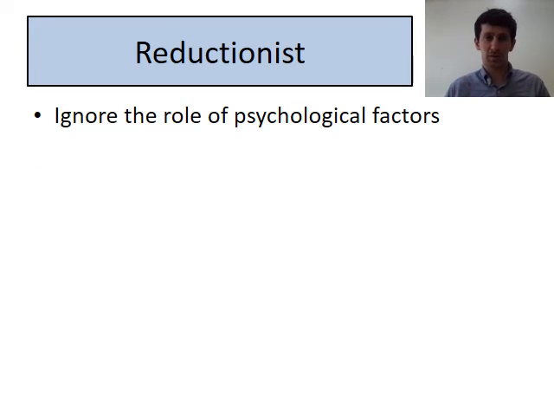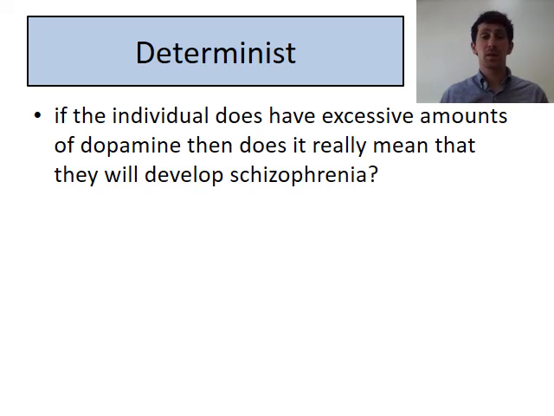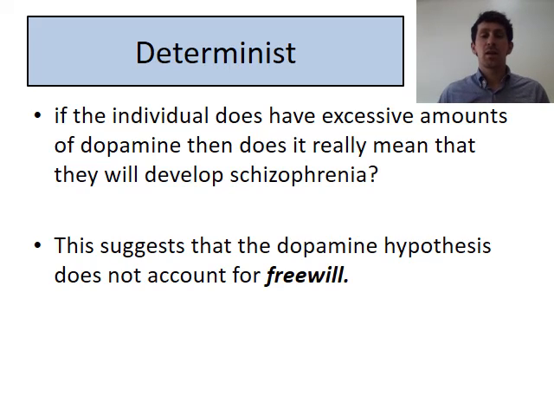Again, you can throw in your reductionist paragraph. This ignores any psychological factors, things like family dysfunction and the cognitive explanation. It ignores all of those, so you can use that reductionist paragraph as part of your essay. Finally, the theory is also determinist. If an individual has higher levels of dopamine, does that really mean they're going to go on and develop schizophrenia? In real life, we know people have free will. People have some control over their behaviour, and this is something that the biological explanation of schizophrenia tends to ignore.